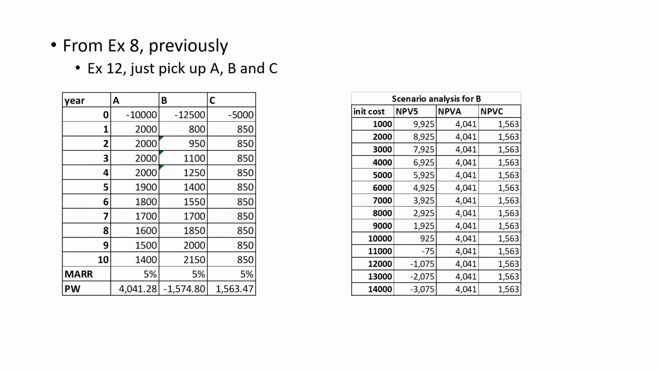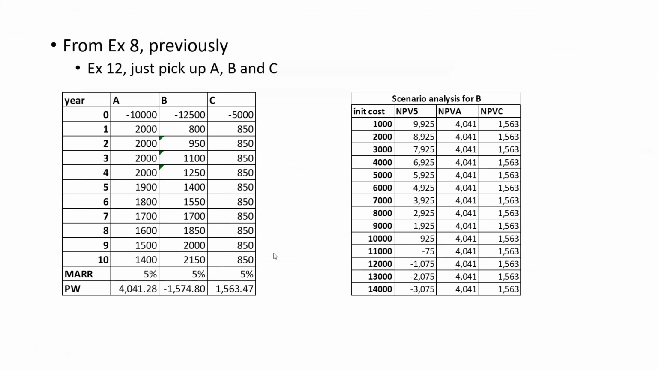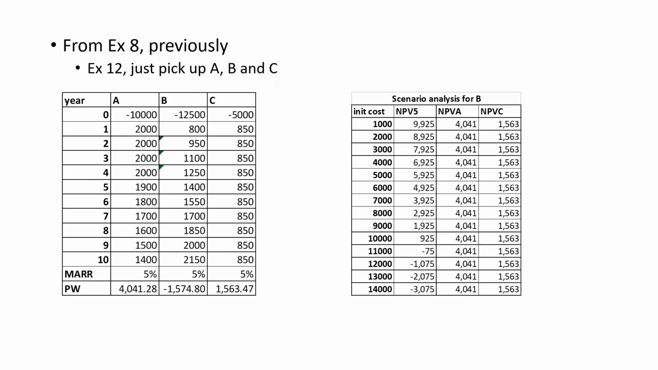It remains at 2,000 for 4 years. Control D, Control D, Control D. Actually, we'll make it equal to that. Control D, Control D. And then it loses steam by $100, so equals that minus 100. Control D, 17, 16, 15, 14. Is that right? So yep, it is correct.